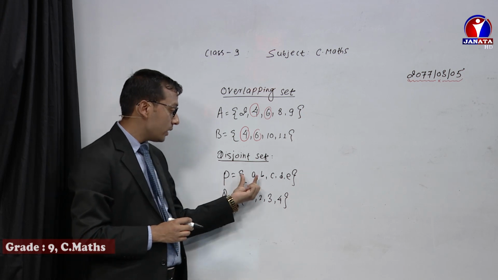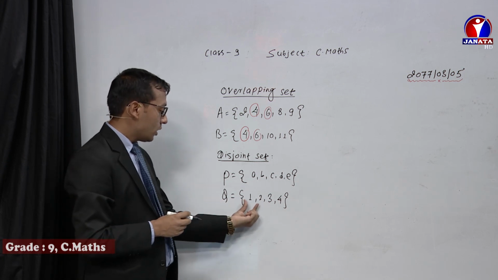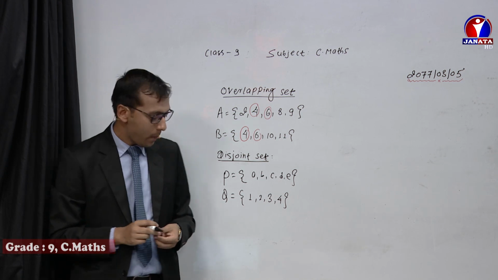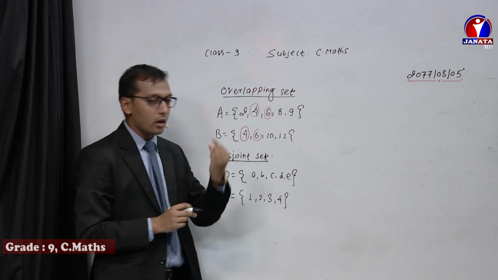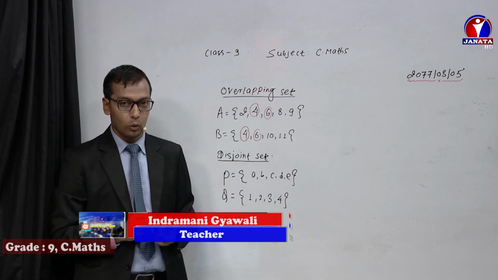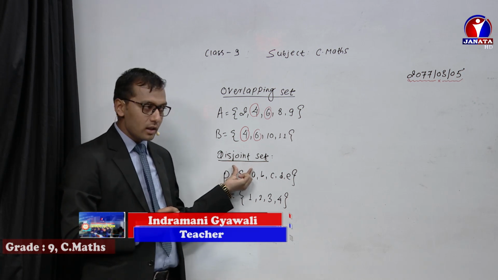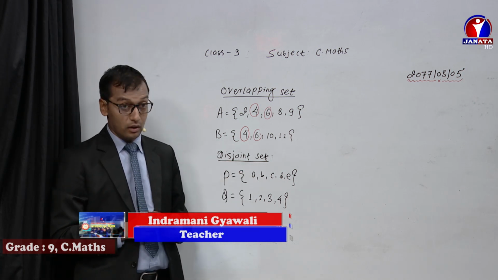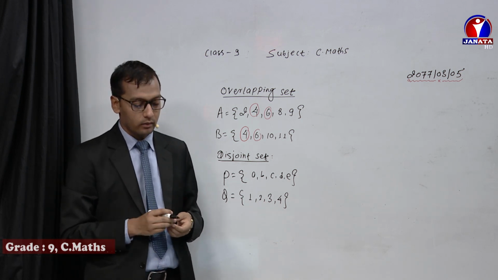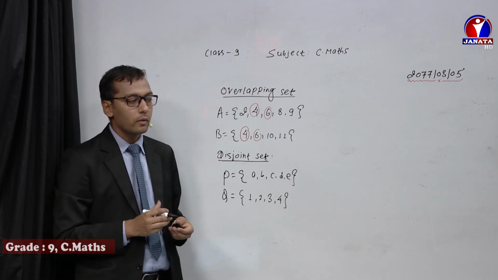So what are the elements of P? A, B, C, D, and E. What are the elements of set Q? 1, 2, 3, and 4. Is there any element common in the two sets P and Q? No. So there are no elements common, and we call this type of sets disjoint. Okay, so this is all about the types of sets that I discussed in the first math class today.